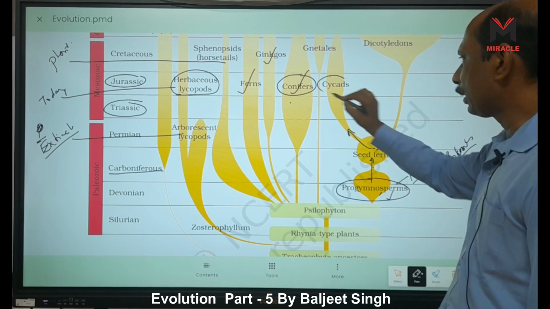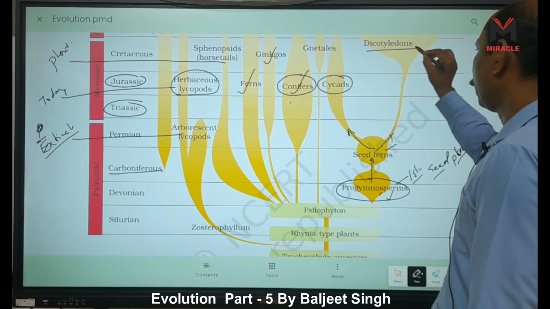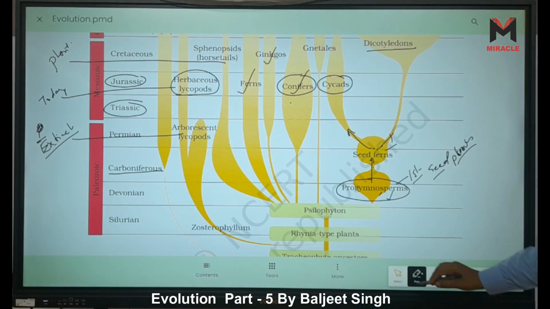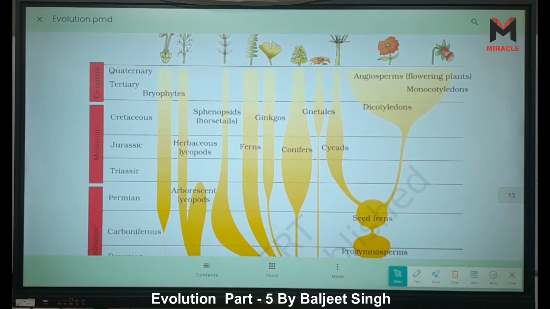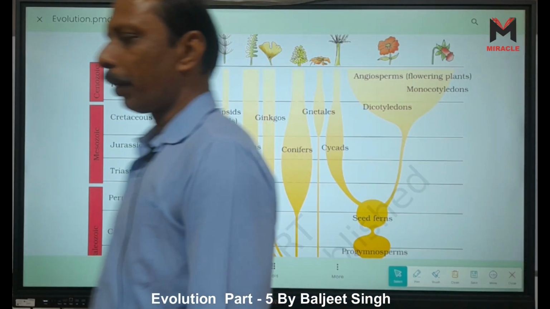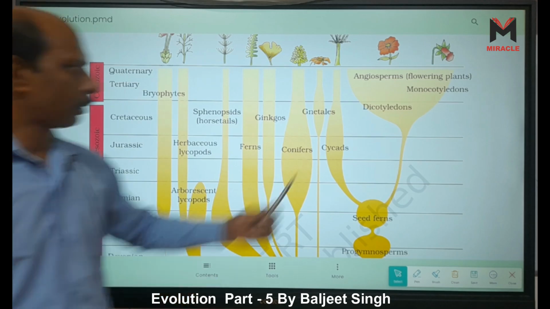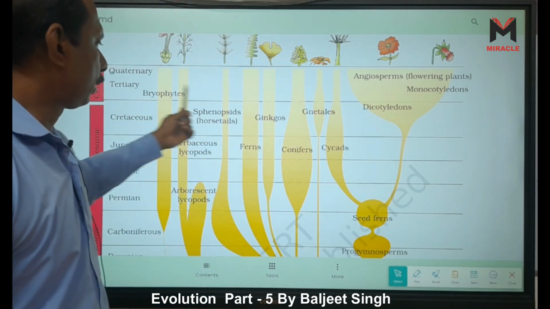Now here cycads and dicotyledons are formed. The most evolved are our monocots, the monocotyledons. Here you understand, this time monocotyledons are at maximum evolution.